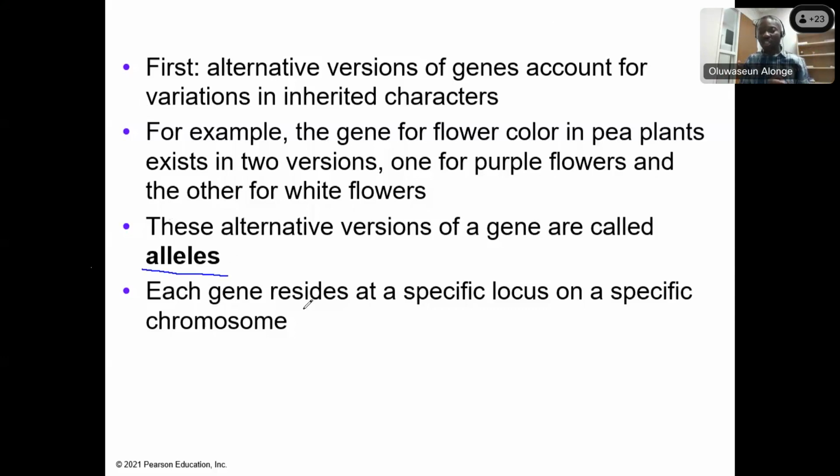Alleles. Each gene resides at a specific location on a chromosome, which is what we call locus. The gene at a particular location is called locus. Gene at a particular location, locus on the chromosome.